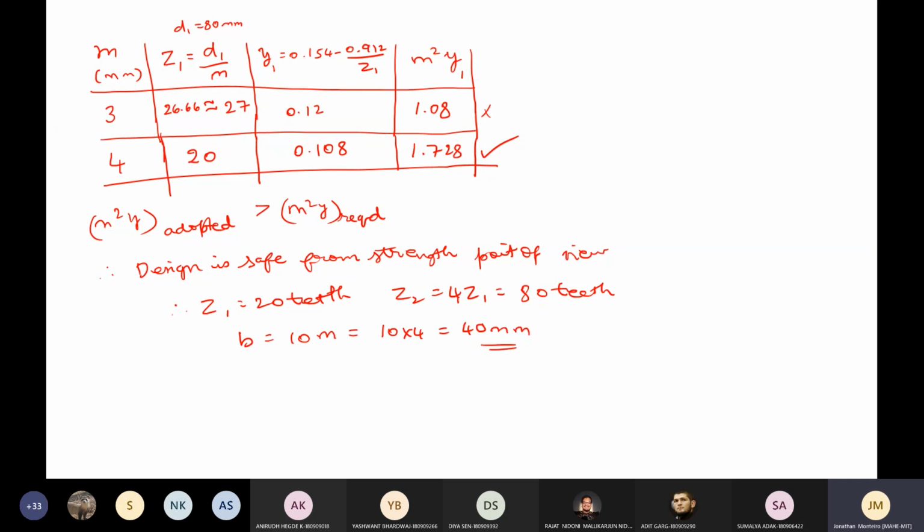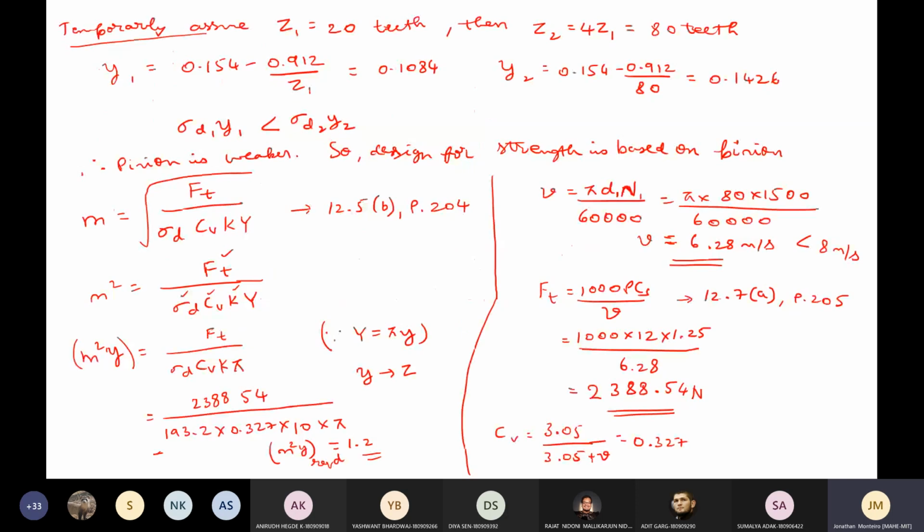So what are the changes we did in this problem? Instead of going for m cube Cv, we understood that Cv has to be set, because d1 is known. We need not reiterate Cv again. The velocity factor depends on velocity, which in turn depends on the diameter of the gear itself. So that is already set, we need not change it again and again. It's only that the number of teeth were unknown, and for that we did a small calculation.